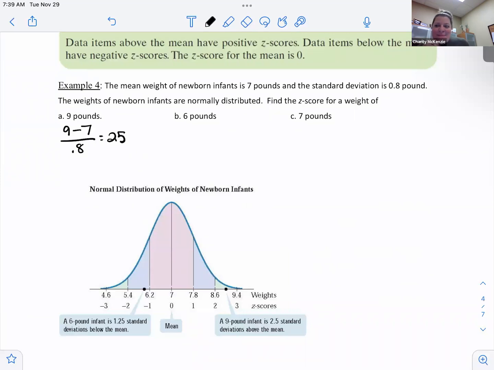A 9-pound baby is 2.5 standard deviations above the mean. That is a big baby, right? That's considered significantly big because it's above 2 standard deviations.